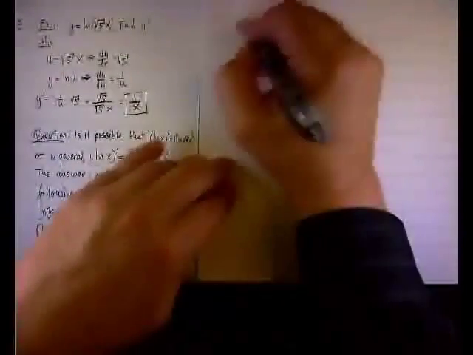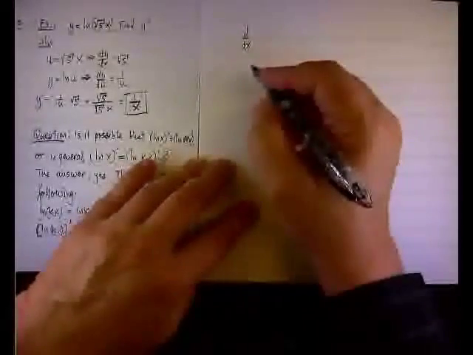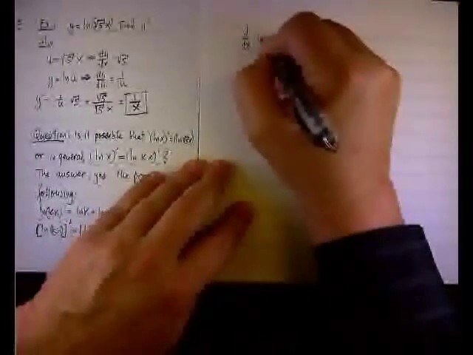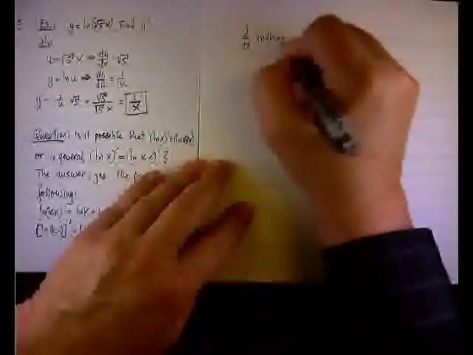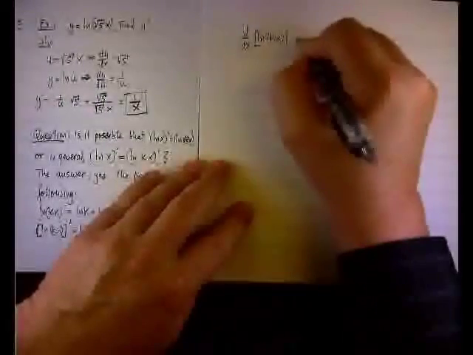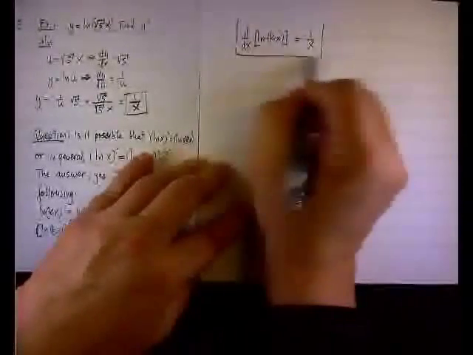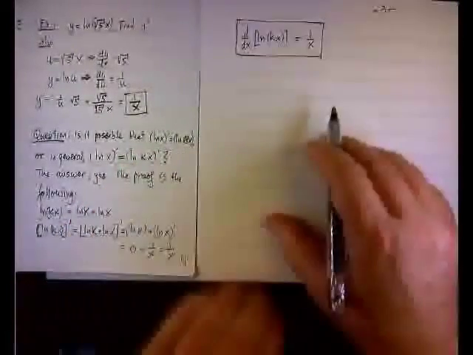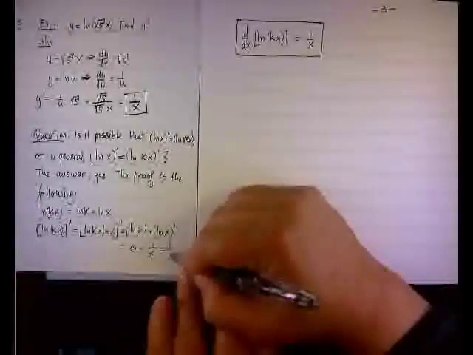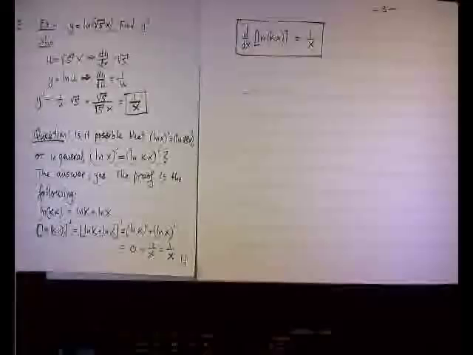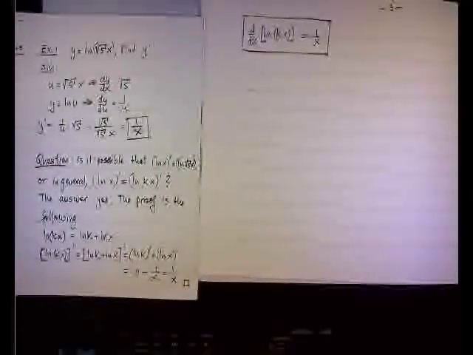And the rule is the following: d dx of, let's use a constant, k, the natural log of kx is also 1 over x. So we have three rules for the derivative of logarithmic functions.